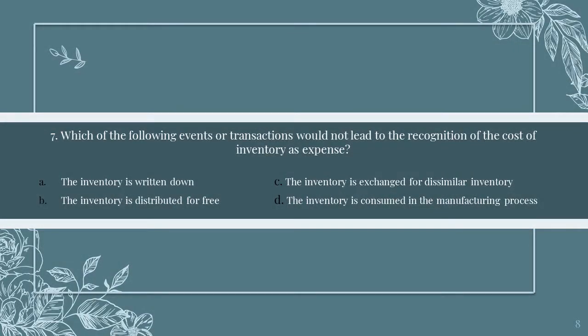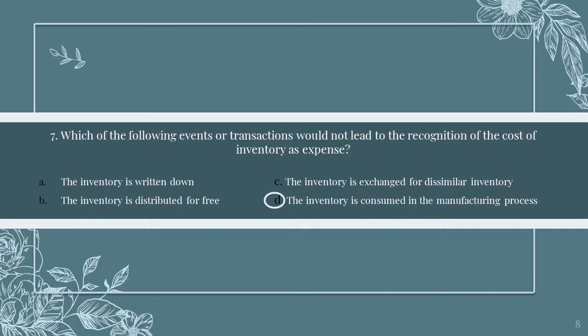So number 7, which of the following events or transactions would not lead to the recognition of cost of inventory as expense? Letter A, the inventory is written down. B, the inventory is distributed for free. C, the inventory is exchanged for dissimilar inventory. And D, the inventory is consumed in the manufacturing process. So the answer is letter D.